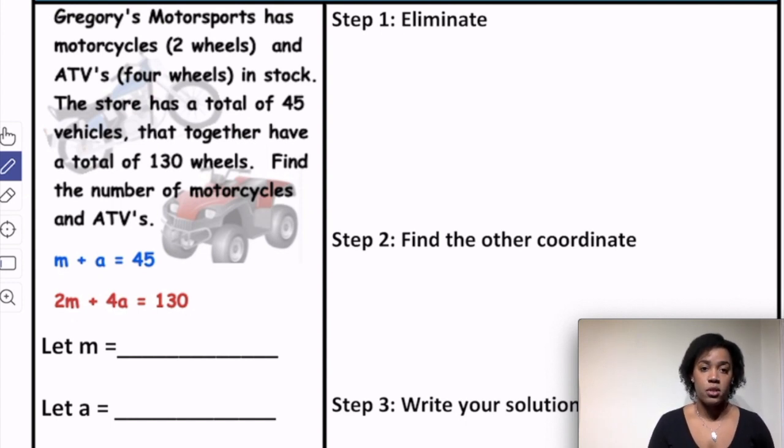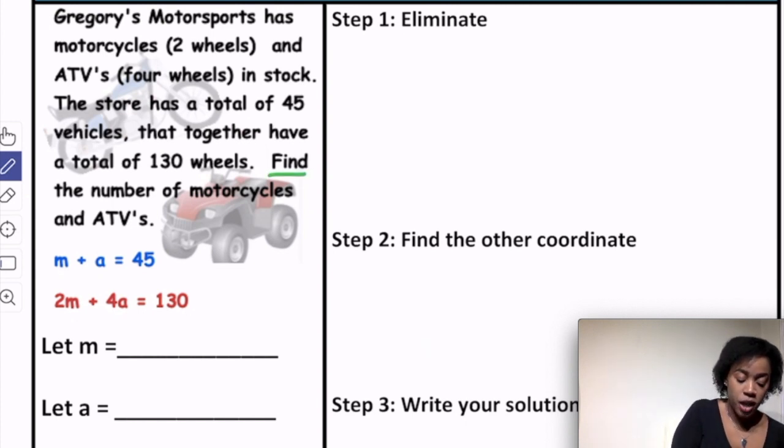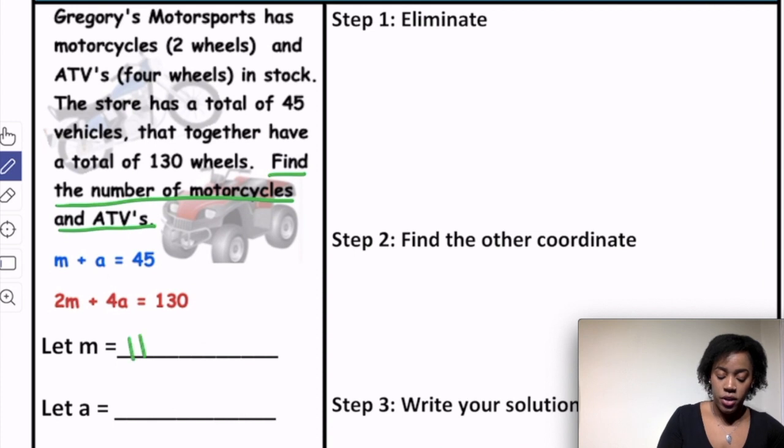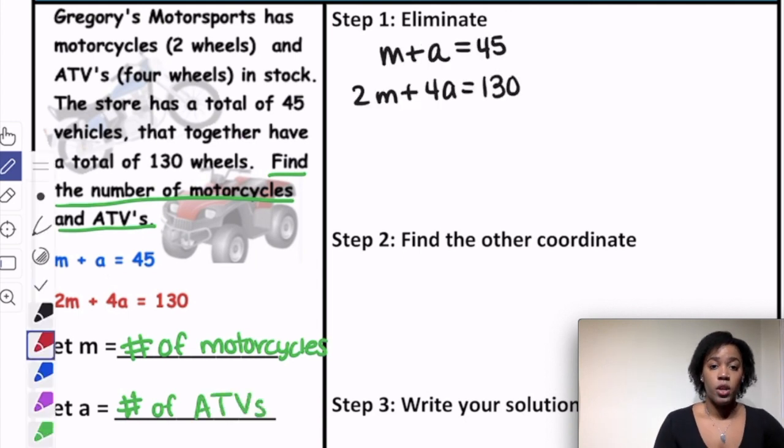But what are the things that we're trying to find from the word problem? The word problem tells us to find the number of motorcycles and the number of ATVs. So we're going to let M equal the number of motorcycles, and we'll let A equal the number of ATVs. So for this system, you're going to have to decide what variable you want to eliminate. I'm going to eliminate M.